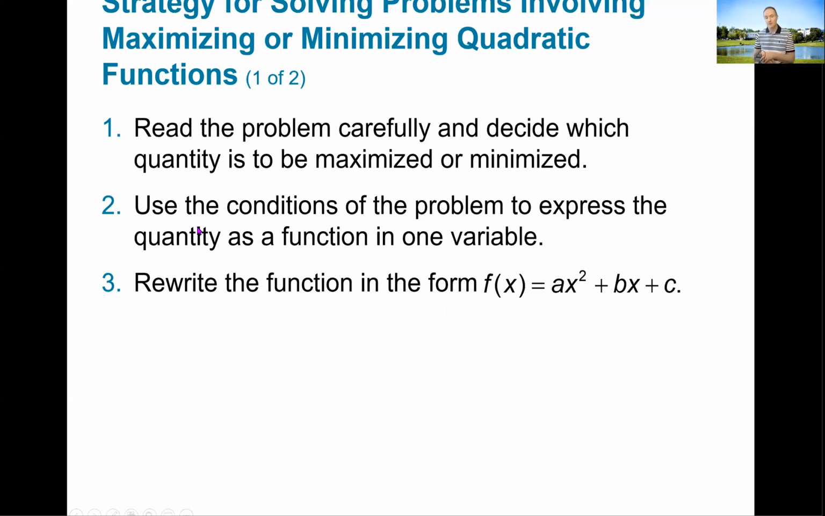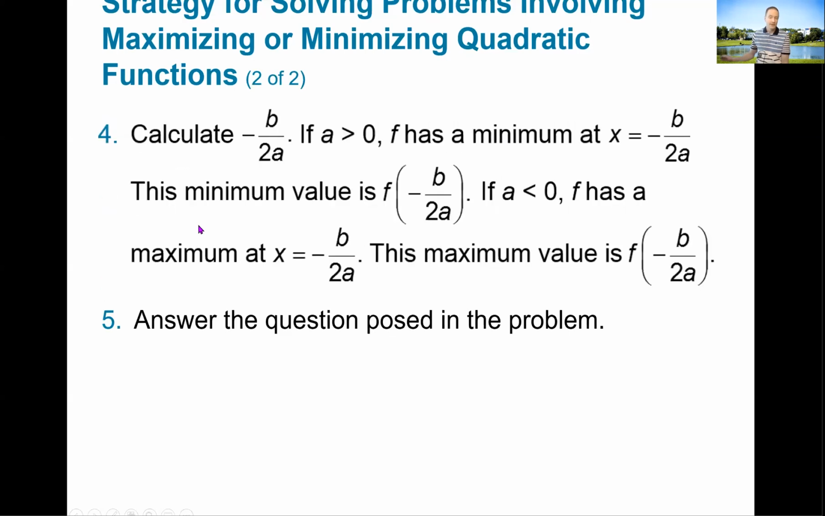Then the third step, not the last step, there's two more: rewrite the function in the format of f of x equals ax squared plus bx plus c. Typically that quadratic form will be easier to work with in application problems. And then after that, you know that the maximum or minimum value is going to occur when the x value is negative b over 2a. And then the actual value that's the maximum or minimum will be the function's value at that point. And then, of course, we'll answer the question posed in the problem.